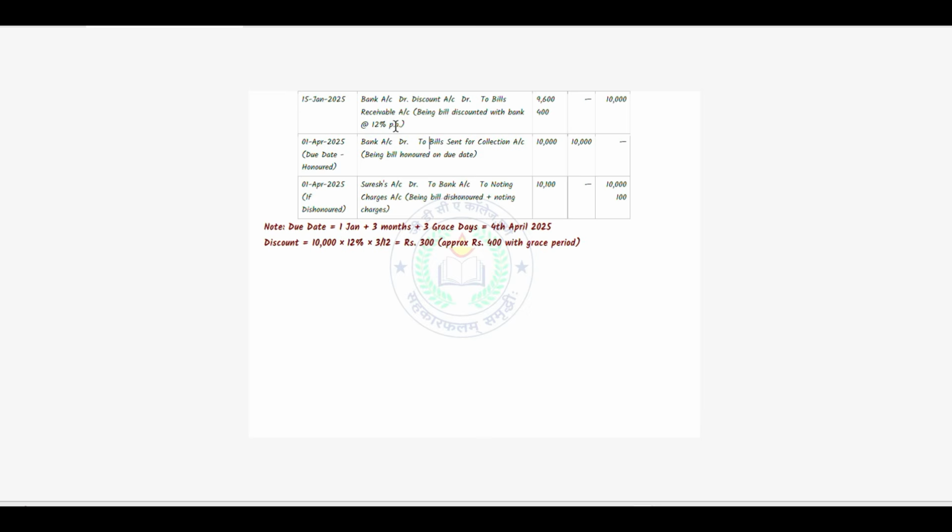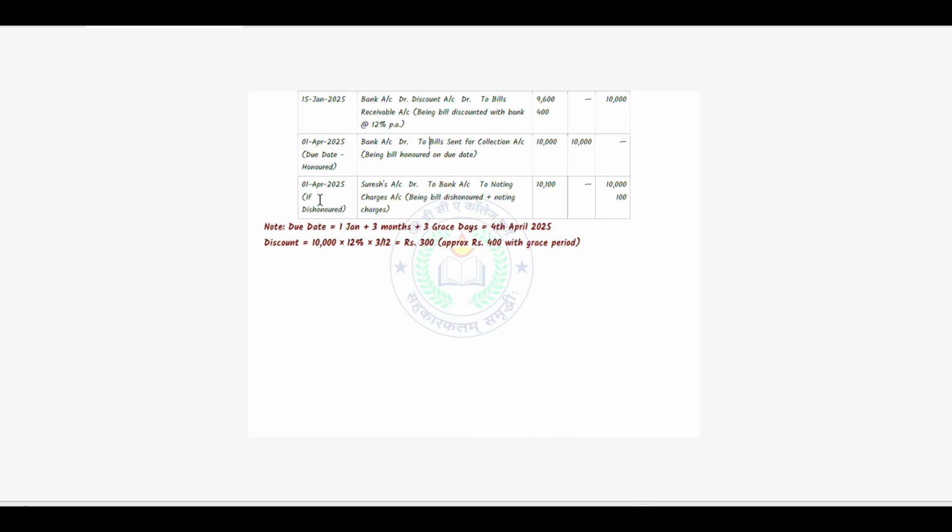On 15 January, bank account debit, and discount account debit, to bills receivable account, at 12% per annum, which is already given in the question. So for 9,600, that total is 10,000 rupees. So credit 10,000 rupees, again debit of 10,000 rupees. On 1st April 2025, due date honored, that is bank account debit to bills sent for collection account, being bill honored on the due date, that is of 10,000 rupees.